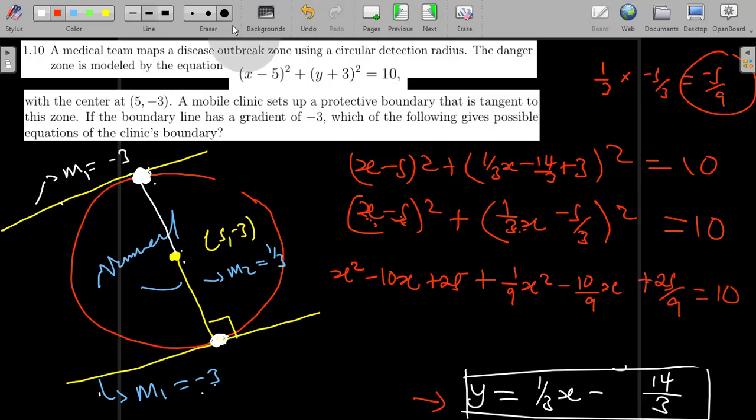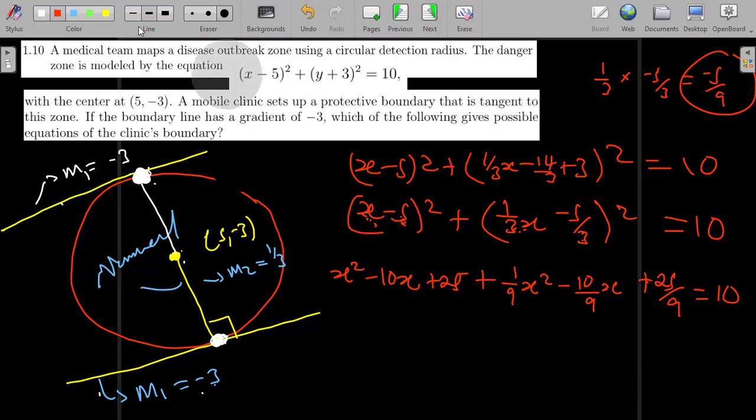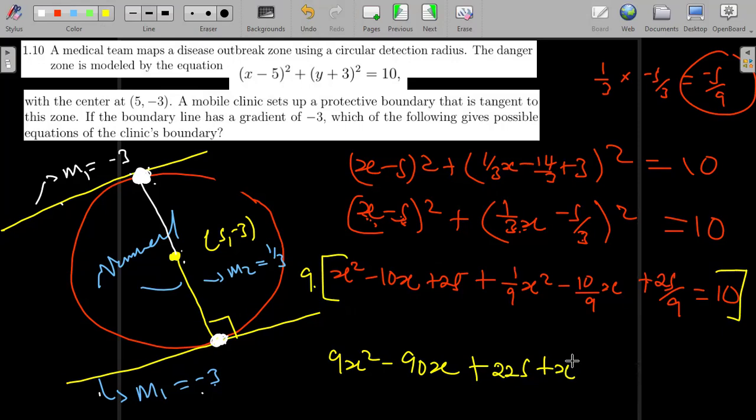Now I want to eliminate all the fractions here, so I'm going to multiply throughout by 9. If I multiply everything by 9, I get 9x squared minus 90x plus 9 multiplied by 25, I'm getting 225. 9 multiplied by this, I'll just get plus x squared. 9 multiplied by this, I'll get minus 10x. Plus this, I'll get 25 is equal to 90.